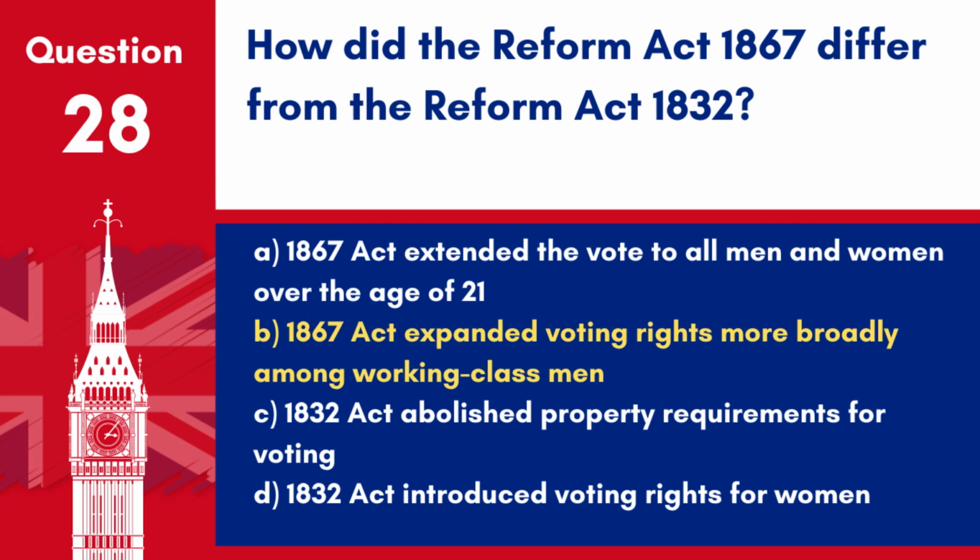Answer: B. 1867 Act expanded voting rights more broadly among working-class men. The Reform Act of 1867 built upon the changes made by the Reform Act of 1832, primarily by extending the franchise more broadly to working-class men in urban areas, whereas the 1832 Act had mainly benefited the middle class.